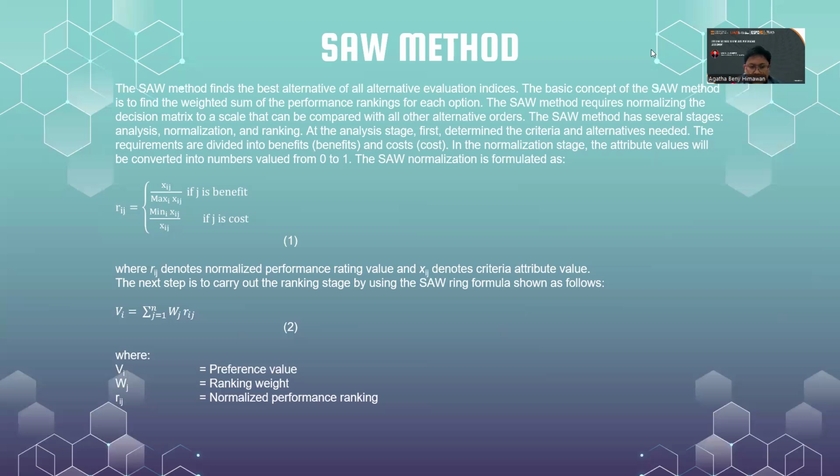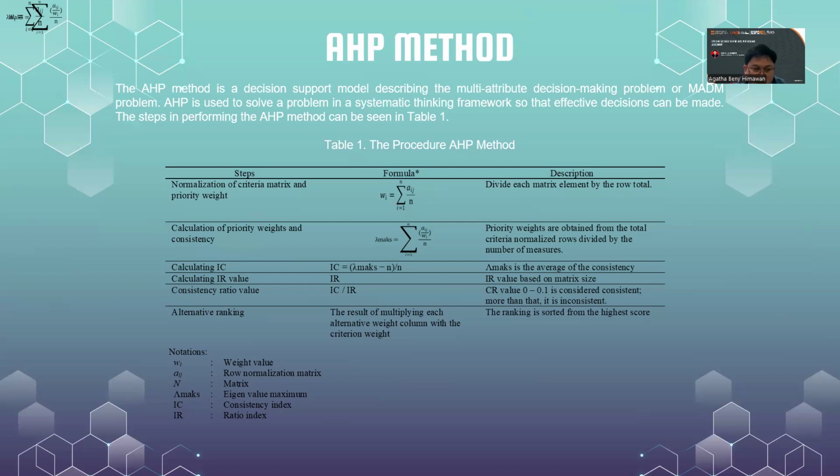The next step is to carry out the ranking stage by using the preference formula shown as follows, where V_i is the preference value, W_j is the ranking weight, and R_ij is the normalized performance rating.